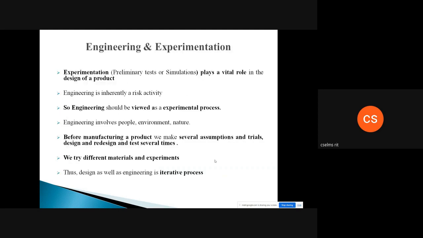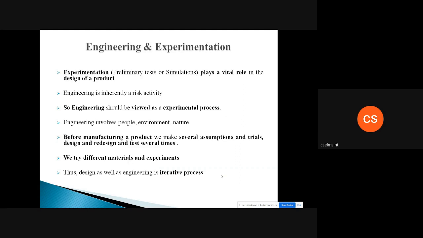Engineering as experimentation. Experimentation plays a vital role in the design of products. So, engineering is considered an experimentation process. While manufacturing a product or developing a project, we will design the project and test it. If we don't get the desired outcome, we will backtrack, redesign, and test again.